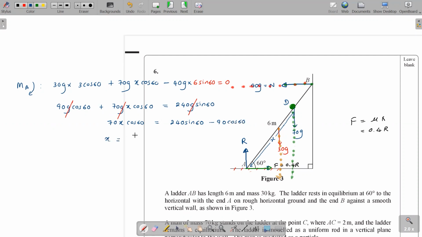So x equals 240 sin 60 minus 90 cos 60, divided by 70 cos 60. How much is x? Basically here we get a decimal figure, right? 4.652745. So give it to 3 SF, 4.65 meters. Is that clear? So this is the answer for part B.